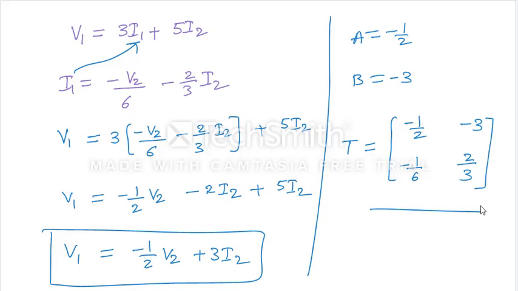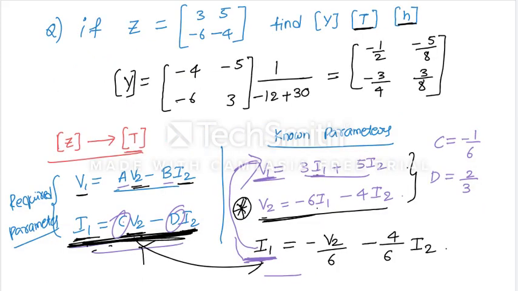Isn't it? Now, did you understand this analysis? Yes. Now we did it for Z to T.